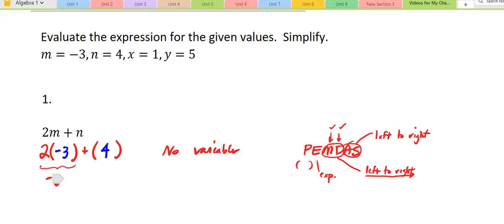Oops, not sure what that's doing there. Just a minute. Okay, let's try this again.